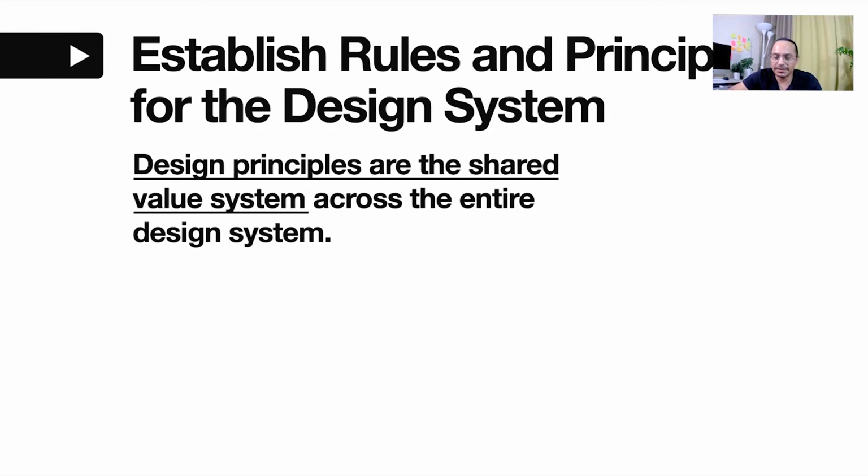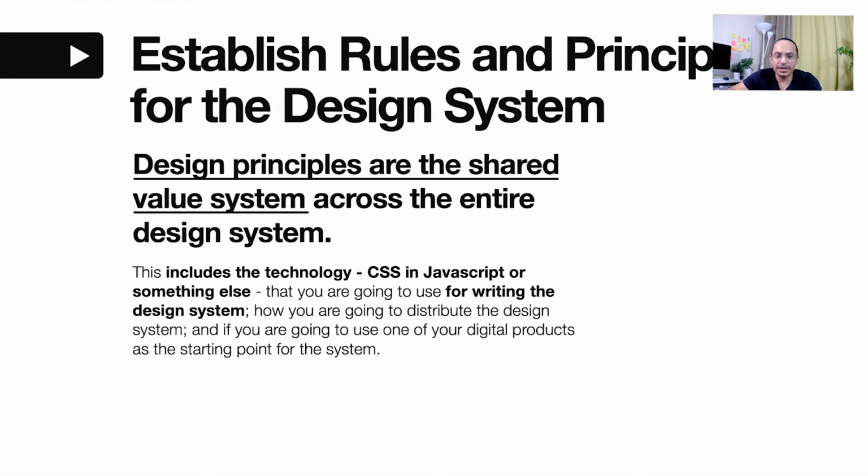Establish rules and principles for the design system. Once you have the designs and the components, you should start defining the rules, and the principles, like when what can be used and should not be used and so on. This includes the technology also. So CSS in JavaScript or something else that you are going to use for writing the design system, how you are going to distribute the system, and if you're going to use one of your potential products as the starting point. If there are some scripts, where can the developer find those scripts, where should they be placed, and how should the different scripts be called. And if it's about the components, where can the designer find the components, like which part of the design system, and so on. So everything should be defined.